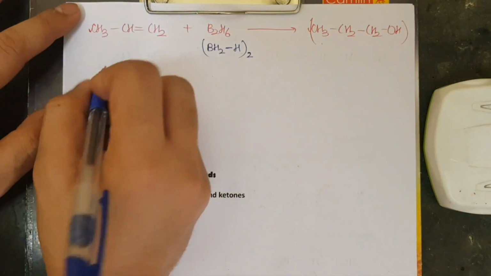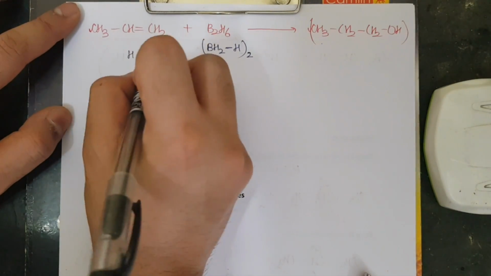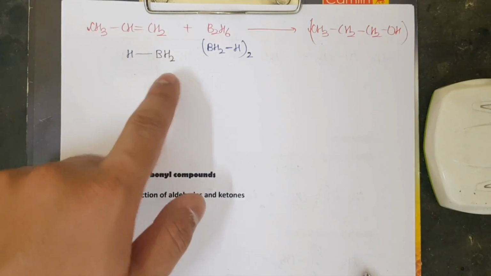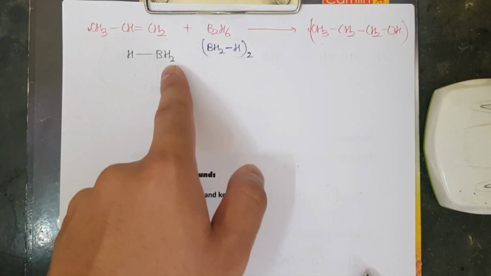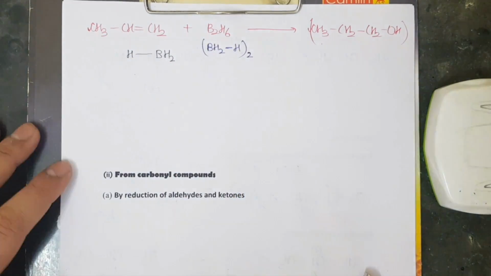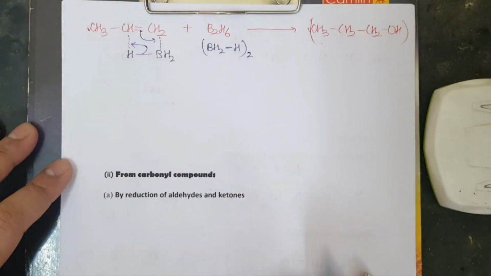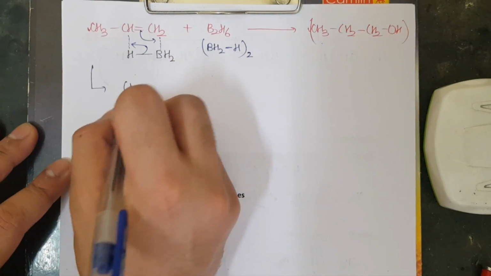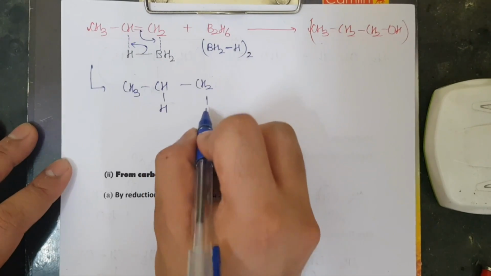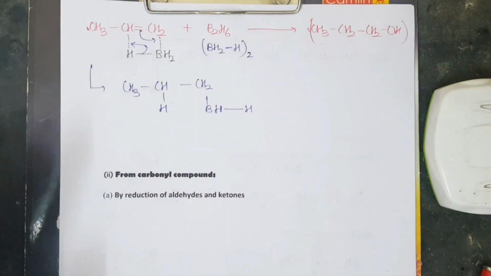Now the first step is that you need to attack with HBH2 here. So HBH2 I'm writing here. Now why in this form, why not BH2H? Because BH2 is more crowded, and it would likely go to the less crowded position. So this bond from here moves along here in order to join here, giving me the formation of CH3, CH, CH2, BH2. I'm writing BH2 once again as BHH.